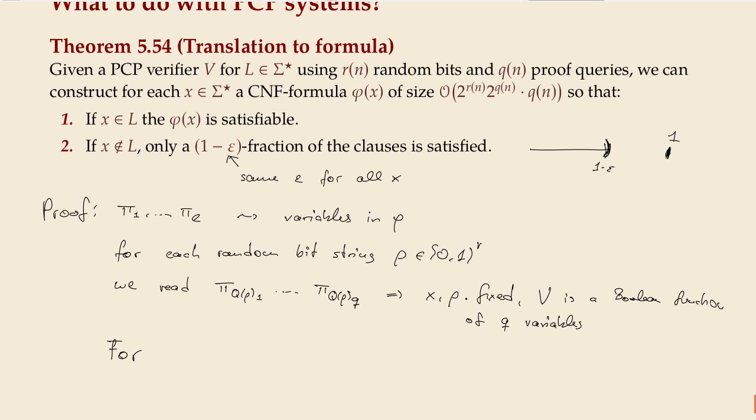Now for any such fixed pair of input and row, there will be a certain pattern of these q variables that makes the verifier reject. So let's call that B. So that if this pi q of row, so these q bits are exactly B, V rejects on these inputs.